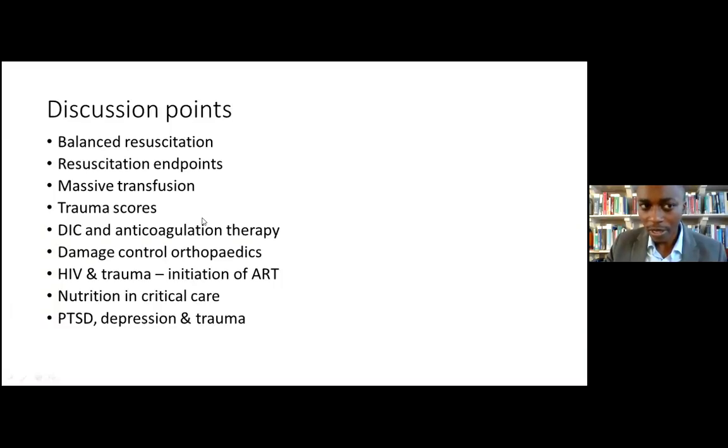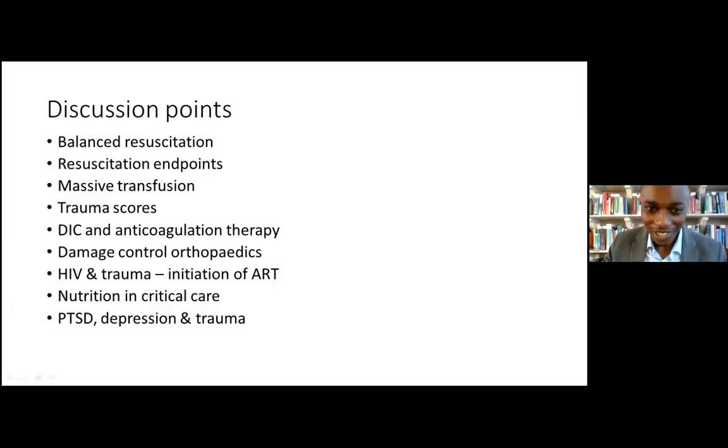The extent to which we are going to look at these discussion points will be guided by the response from the trainees. So I think for maximal benefit, they have to get the answers going.